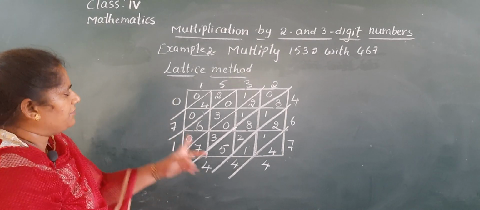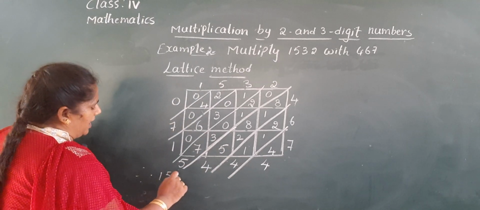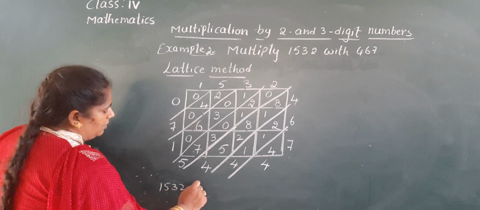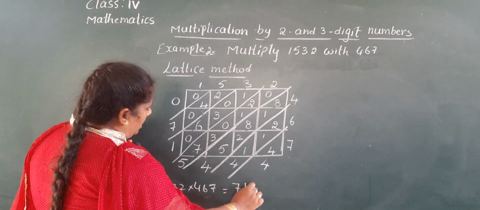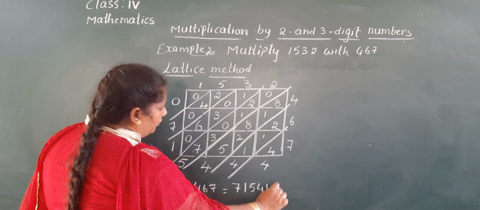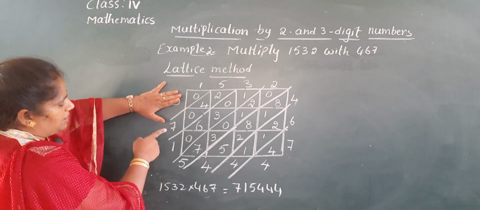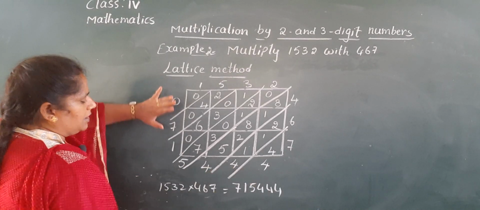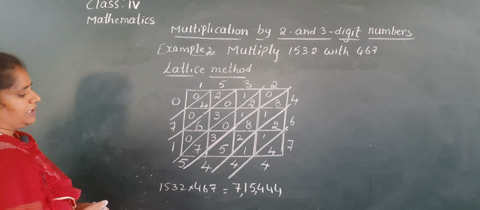Now you have to arrange from left side to right side. Therefore, 1532 into 467 equal to 0715444. So the left side 0 has no value, Nana. So I start from this 715444. That means 7,15,444.